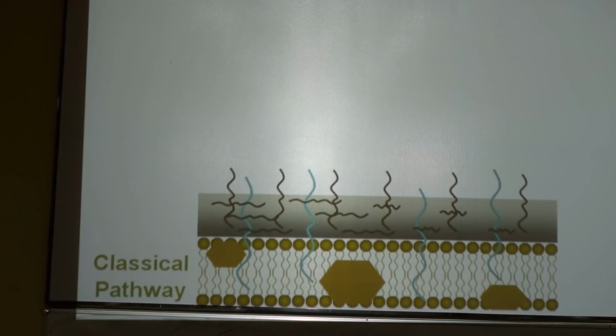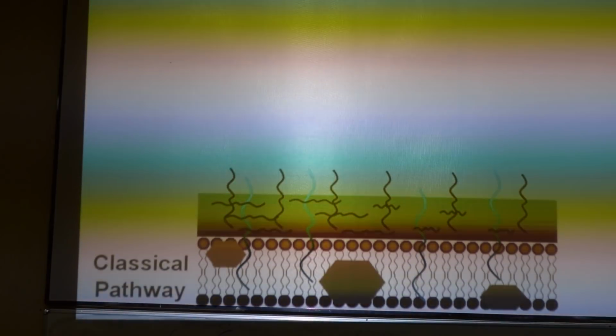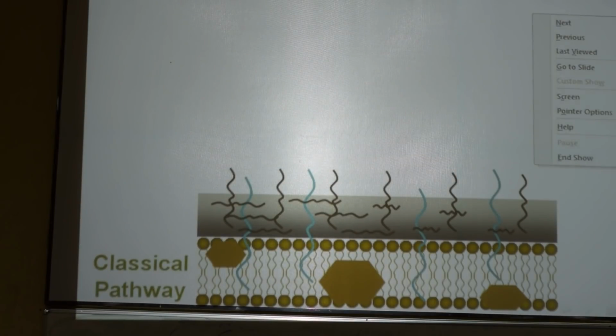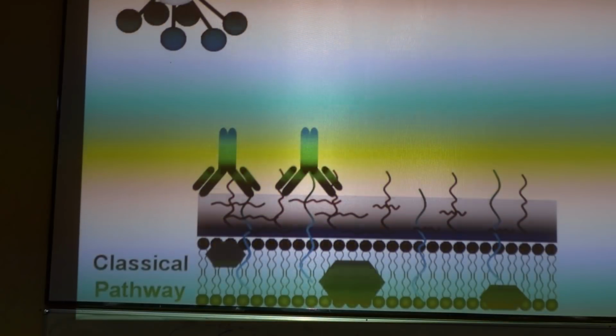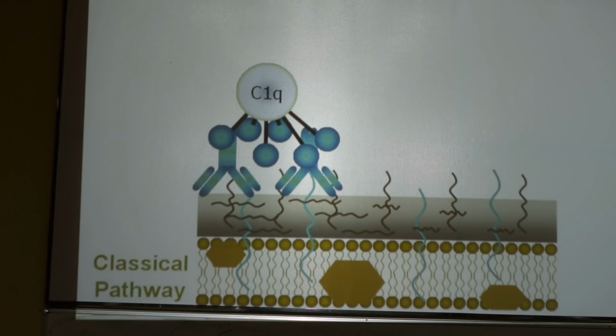Which antibodies should come first? IgG and IgM. So here comes IgG, and it binds to the bacteria and activates C1q. C1q will change C4 into C4b and also C2 into C2a and C2b. This will now make C3 convertase.